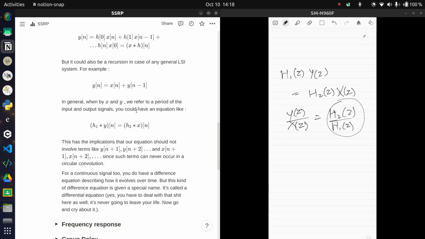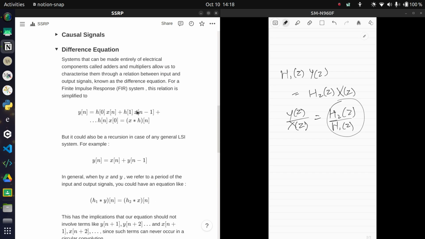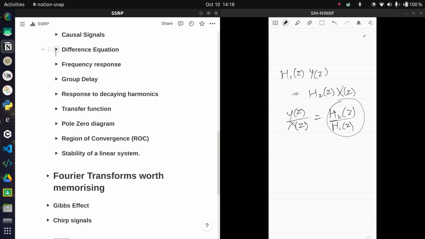For continuous systems, instead of the difference equation, you have something different. You have a differential equation. So you still have to deal with this. It's pretty easy, right? Difference to differential, not much of a difference. That was ironic. Anyway, so that's a difference equation.